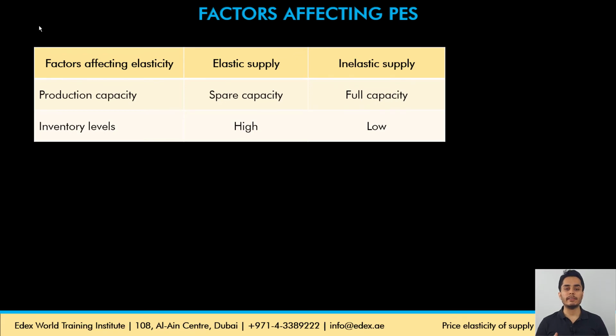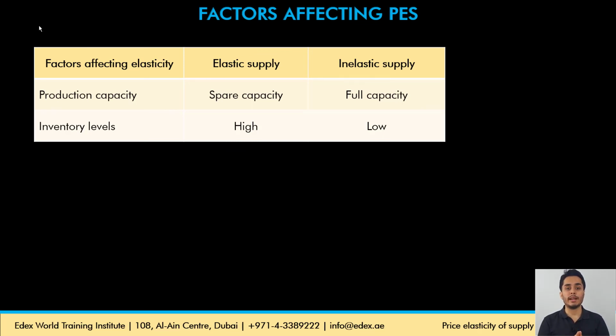Next, we have the inventory levels maintained by any producer or by any seller. Again, same concept. If the producer or the seller is maintaining high inventory levels, he is maintaining spare inventory levels, apart from what he needs to sell in his normal course of business, then when there is a change in price, the supplier can quickly supply more inventory, more stock or more products to the market and make more profit.